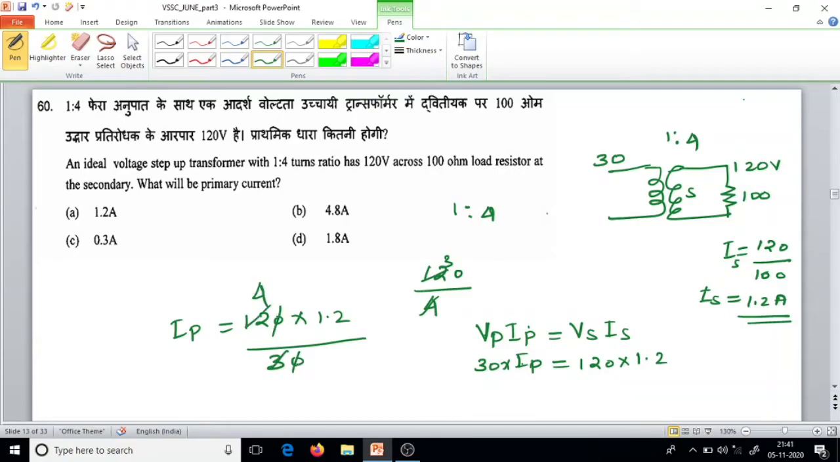4 times, so 4 multiplied by 1.2 gives 4.8 amps. So the answer is option B. Now see, in a transformer, we write this equation based on the fact that the power remains constant. Based on the power only, we are writing this equation.